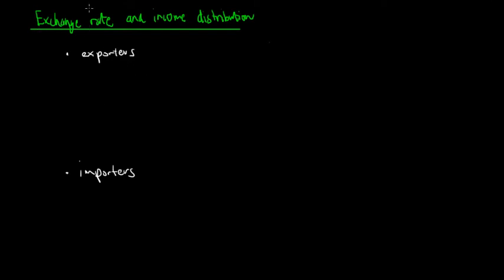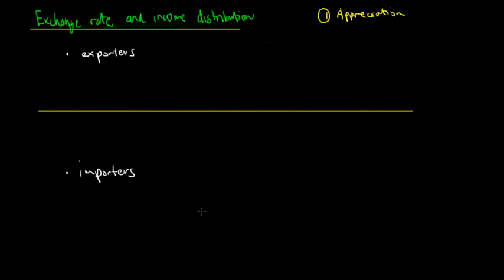So as we can see, the exchange rate affects income distribution, or the level of income, of only exporters and importers. Okay, so we're going to see the first example. We're going to see an appreciation of the dollar. We're going to see how appreciation of the dollar can affect exporters and how it's going to affect importers. Okay, so we're just going to cut this into two separate analyses.